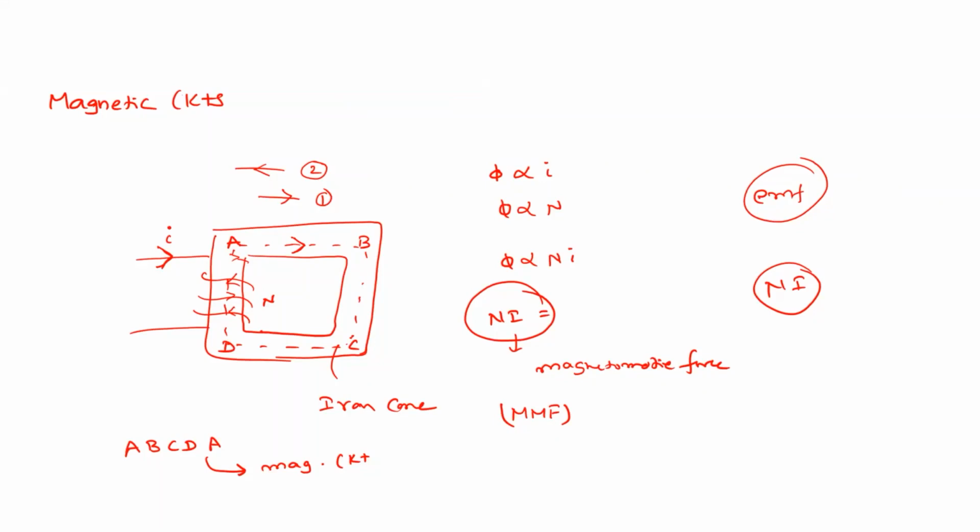So it is equal to the product of this current and the number of turns in the coil. So that is N into I. Its units are ampere turns, AT. So this is analogous to EMF. EMF is in electric circuits, MMF is in magnetic circuits.